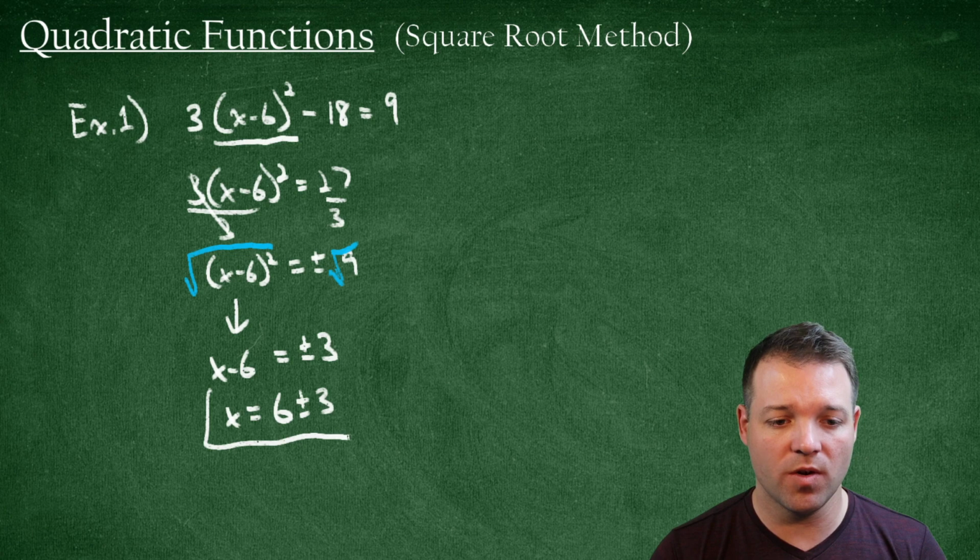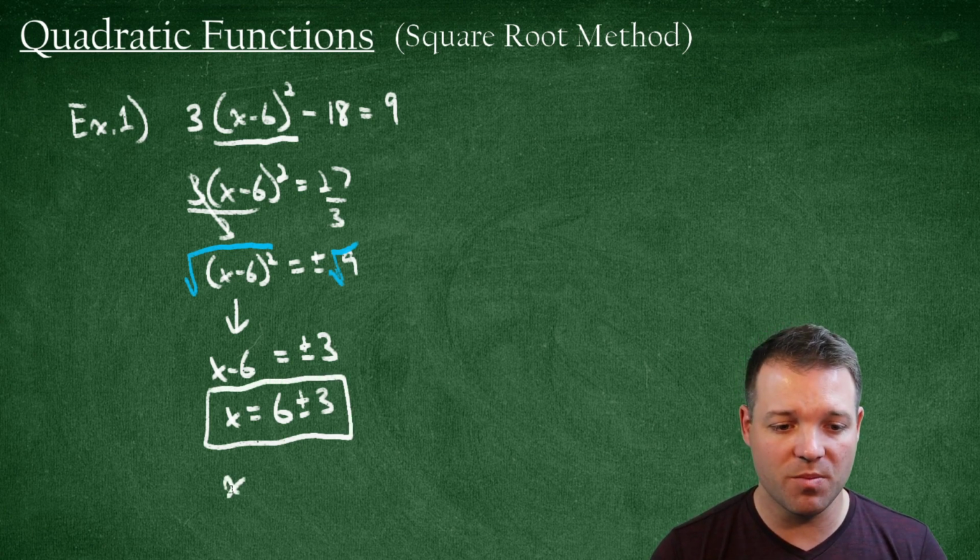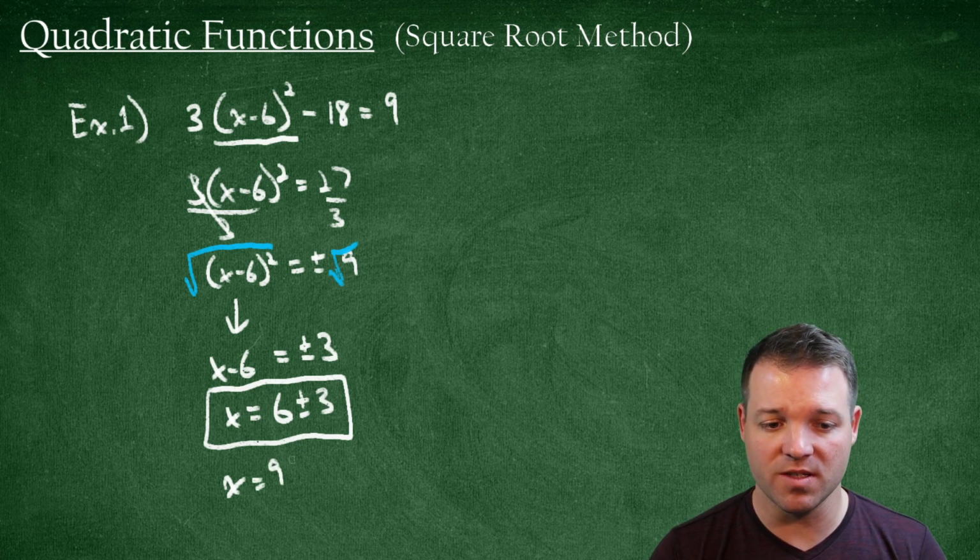Now you could list this as your solution, which is normally what we would do. Or you could separate this out into the different cases. That would be x is equal to 6 plus 3, which is 9, or x is equal to 6 minus 3, which is 3. So technically this could be your answer as well. You could write it as a set with little curly braces, however you want to do it. But all of these are valid answers.